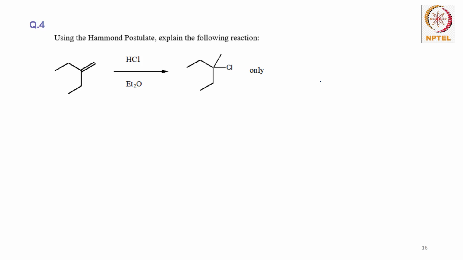Let's solve our next question. Using Hammond postulate, explain the following reaction. According to Hammond postulate, in case of addition reaction, that process is always favorable where the higher degree carbocation forms, as the higher degree carbocation has less energy, and as much as the carbocation energy is less, it needs less activation energy to go to the transition state. So here, how can we explain? It will take a proton from this H plus. It can take the proton from this pathway or this pathway.